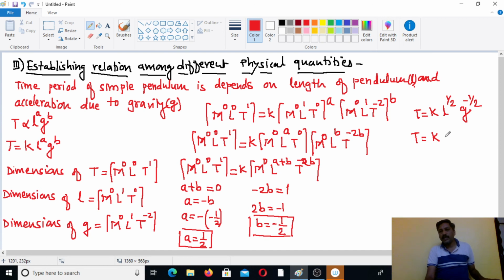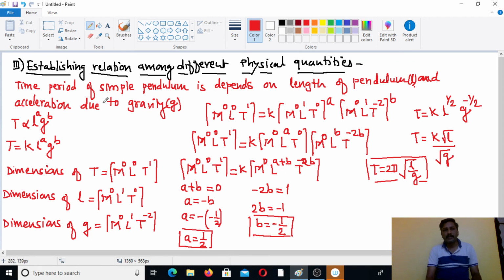Raised to 1 by 2 means root. Therefore I will write the plus one, so it is in the numerator, and there is a minus 1 by 2, so g is in the denominator. And here the constant is 2 pi, and we are getting T equals 2 pi root L by g. In this way we can derive the formula of the time period of a simple pendulum.